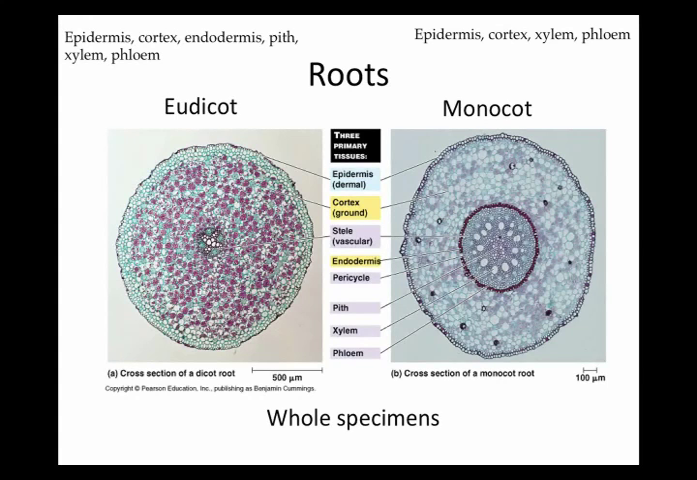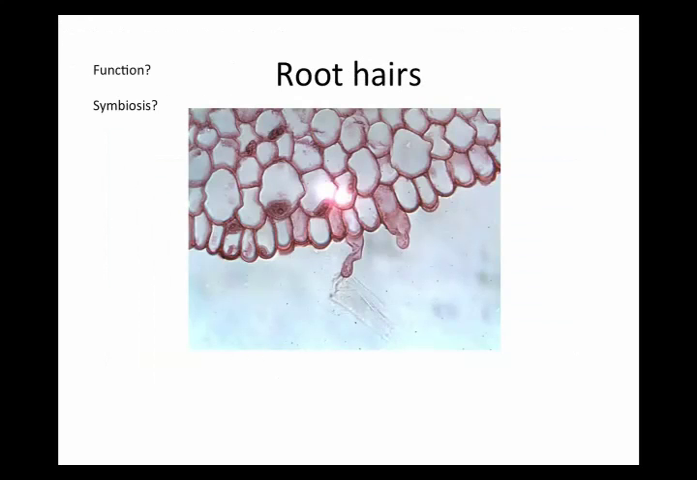And then how you would tell if it's a taproot or a fibrous, how you looked at that and figured that out. And then root hairs, that's the projections here. They're actually an extension of the cell, so know what the purpose of root hairs is. And then there's a symbiotic relationship where the root hairs associate with a fungus. So know what that term is. We just talked about that one in the fungus section too.